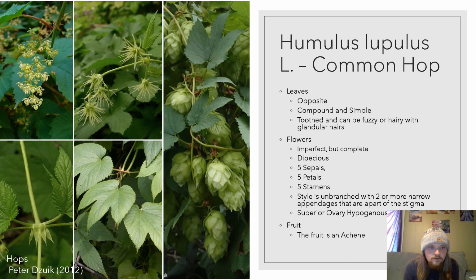You can see in the bottom left photo the opposite leaf arrangement, and then in the middle bottom photo you can see the leaf structure, how it's toothed and palmately lobed.